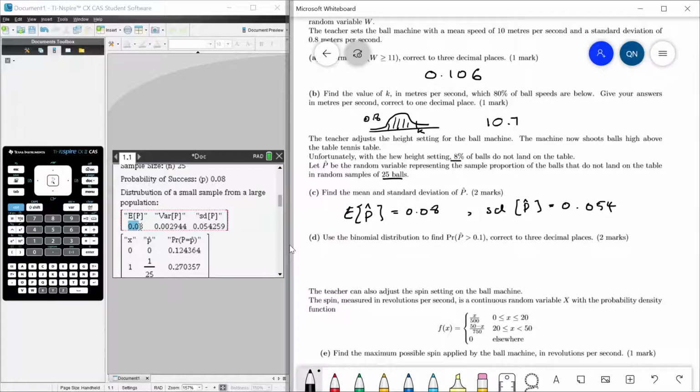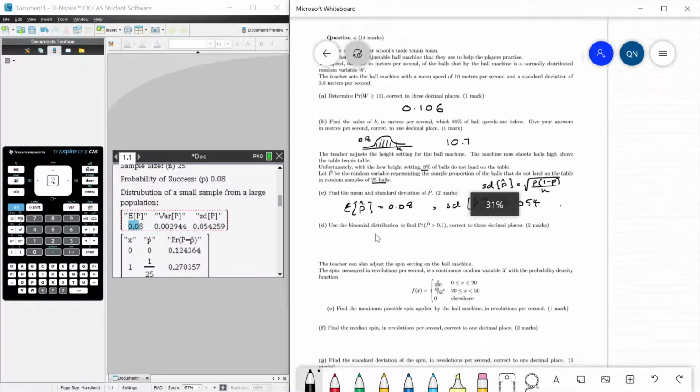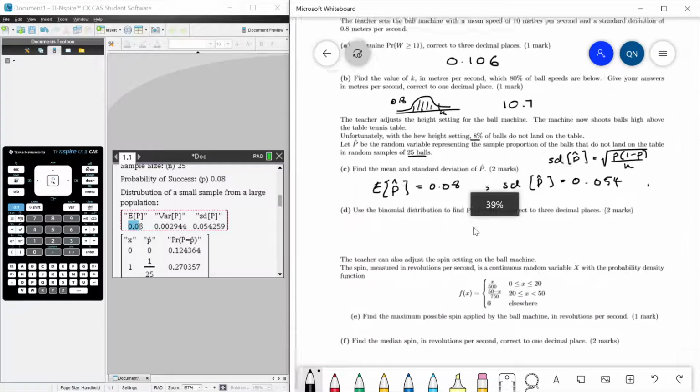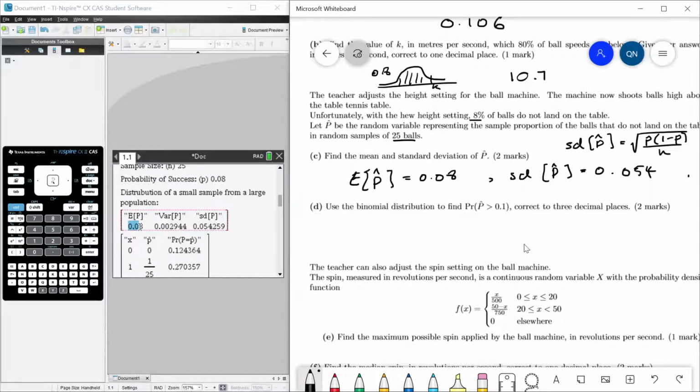They didn't really say decimal places, so if you want, you could use the formula. What was it? Standard deviation of P hat equals square root of P(1 minus P) over N, and sub in the values down under CAS if you want exact answers. I'm not too sure, they don't really specify, but I'll just leave it at that. Use the binomial distribution to find the probability that P hat is greater than 0.1, correct to 3 decimal places.